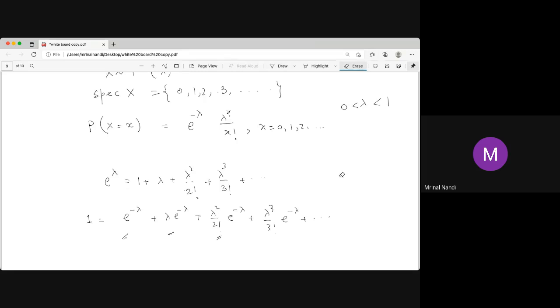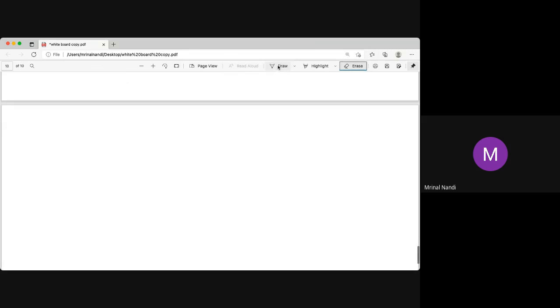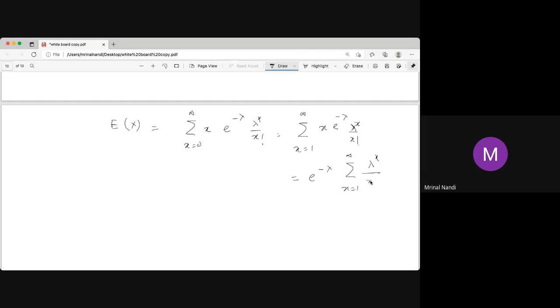And what is the expectation of this? To find the expectation is rather easy, easier than the binomial, because there is only one parameter, lambda, whereas in binomial there are two parameters, n and p. So it is sum over x equal to 0 to infinity, x into the probability. What is the probability? e to the power minus lambda, lambda to the power x by factorial x. And again, you can just start from 1, because if x equal to 0, then it is just 0. You take e to the power minus lambda common, and this from x equal to 1 to infinity, it is lambda to the power x by x minus 1 factorial.